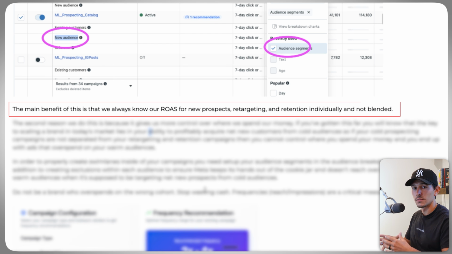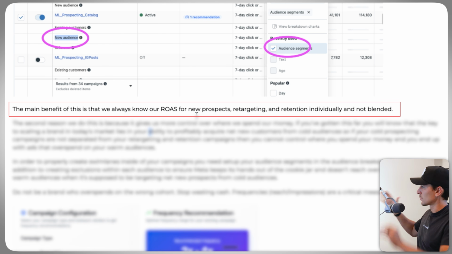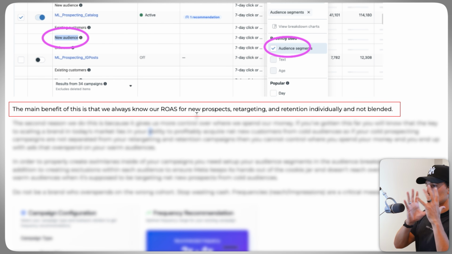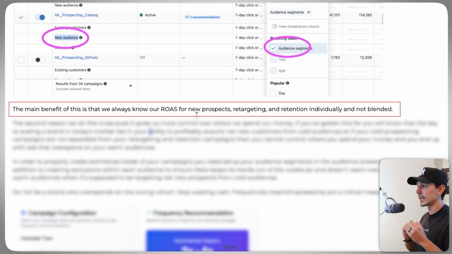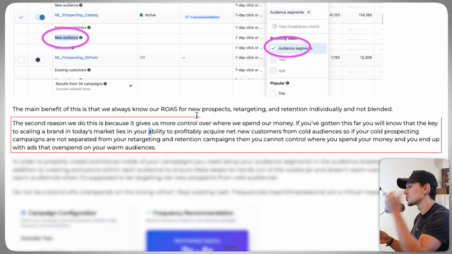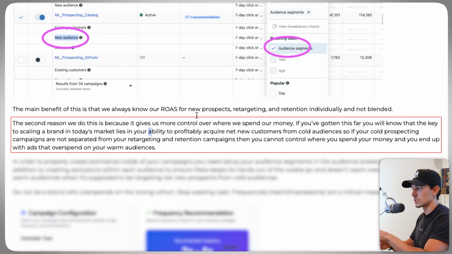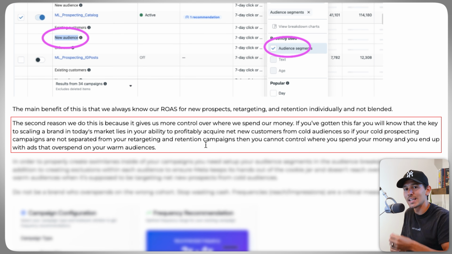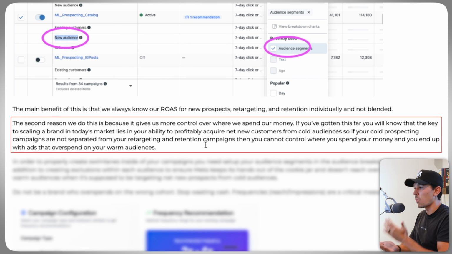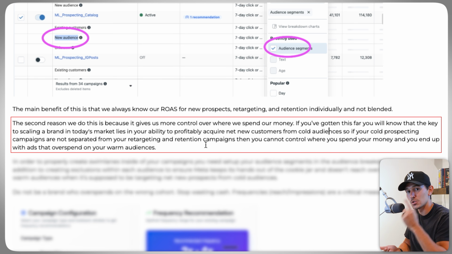Now, the main benefit of this is that our return on ad spend for new prospects versus retargeting versus retention is individual and not blended. And not only is it individual, because we could technically see that, it's that we can control when we want to increase spend on new customers. I mentioned this before. If you've gotten this far, you know the key to scaling a brand in today's market is to profitably acquire new customers on the first order.